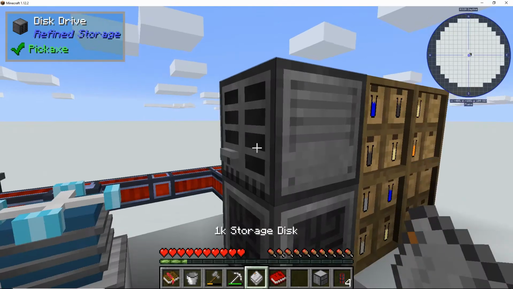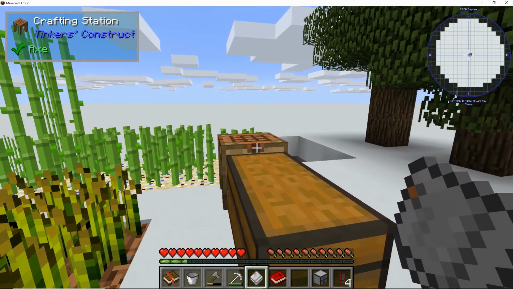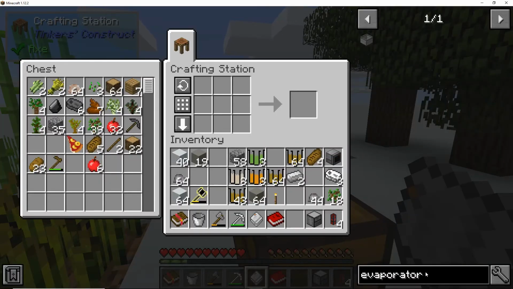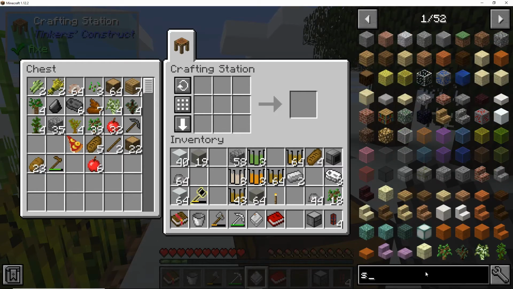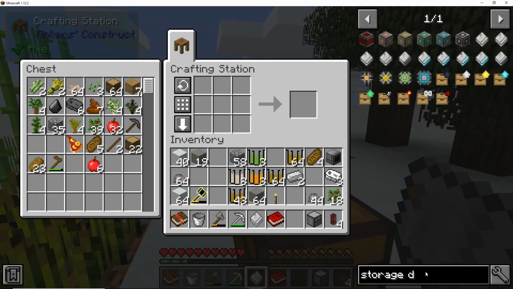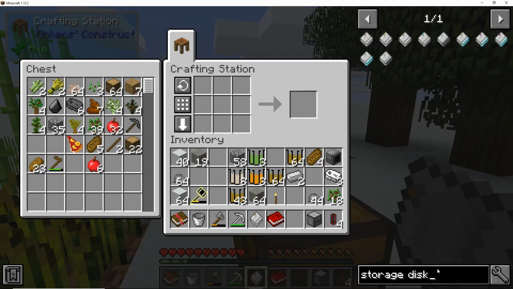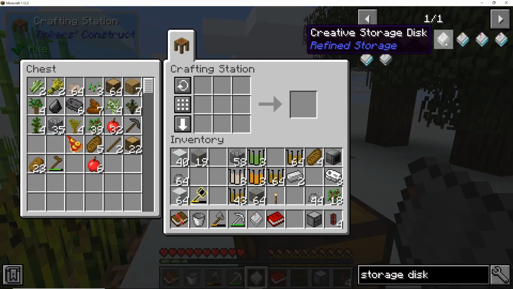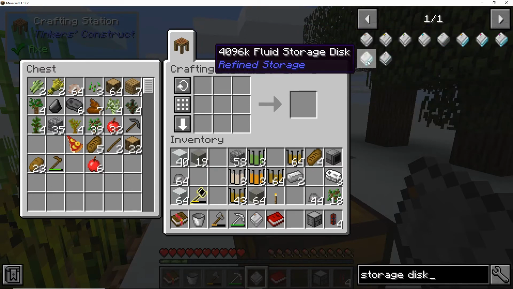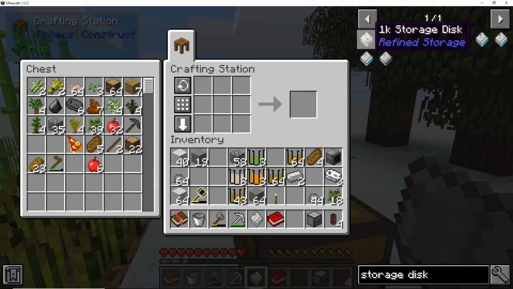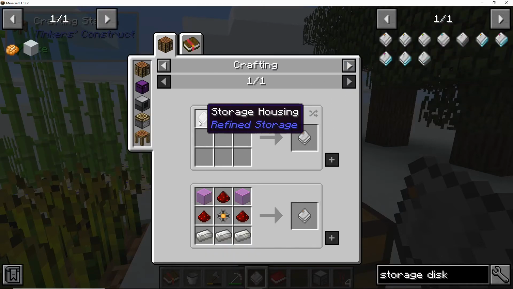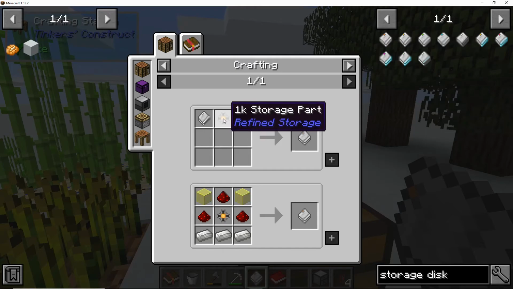Okay, how easy is it to do storage disks? Let's double check. Storage disk. So I don't have much time to play, but I figured it's always fun to try 1K for 1664. Oh, you did some creative storage. Okay, 1K. I need storage housing and the parts.